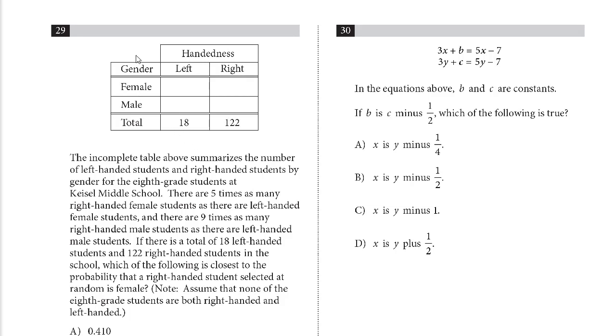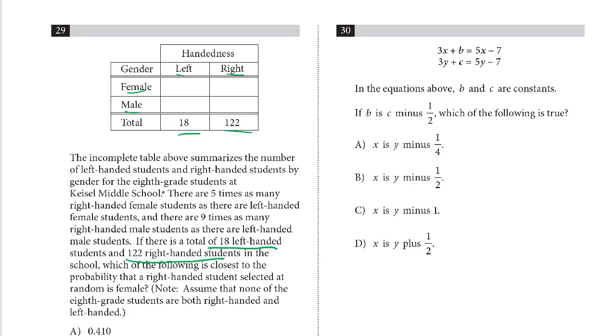Okay, 29. We've got a table that's basically empty. This looks interesting. I like it. It's kind of a two-factor table, male versus female, left versus right-handedness. We see the total number of students that are left-handed in all is 18, and it tells us here in the word. There are 18 left-handed students, 122 right-handed students, which we see there and there.